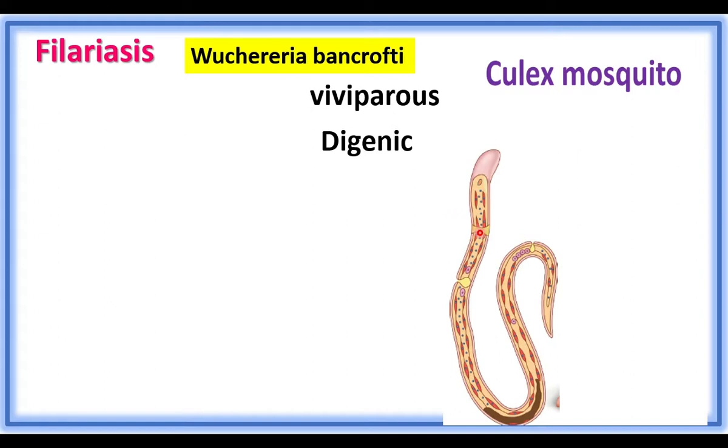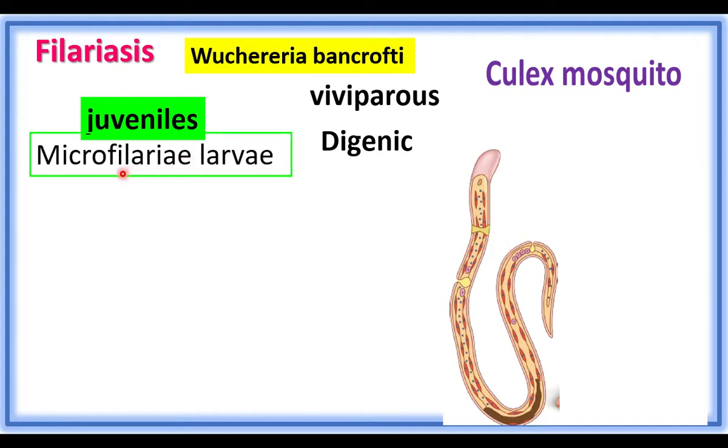The adult female filarial worm is not an egg-laying worm. It gives rise to young ones. The young ones are juveniles or microfilarial larvae. Microfilarial larvae are given off by the adult female. These larvae circulate in the blood.